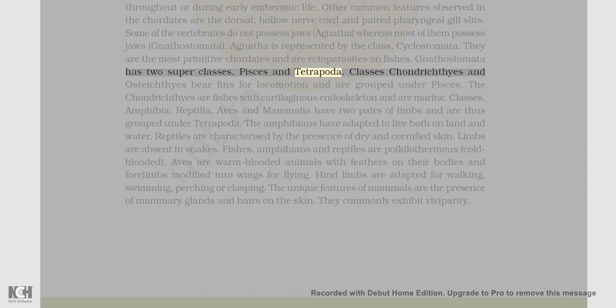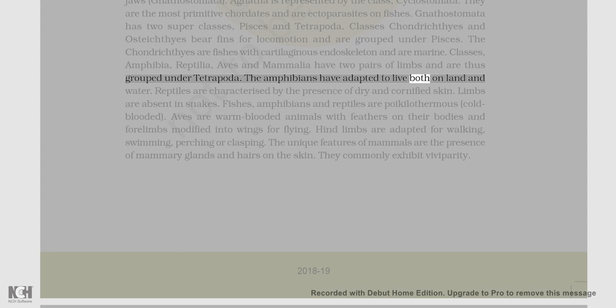Classes Chondrichthyes and Osteichthyes bear fins for locomotion and are grouped under Pisces. The Chondrichthyes are fishes with cartilaginous endoskeleton and are marine. Classes Amphibia, Reptilia, Aves, and Mammalia have two pairs of limbs and are thus grouped under Tetrapoda. The amphibians have adapted to live both on land and water. Reptiles are characterized by the presence of dry and cornified skin. Limbs are absent in snakes.